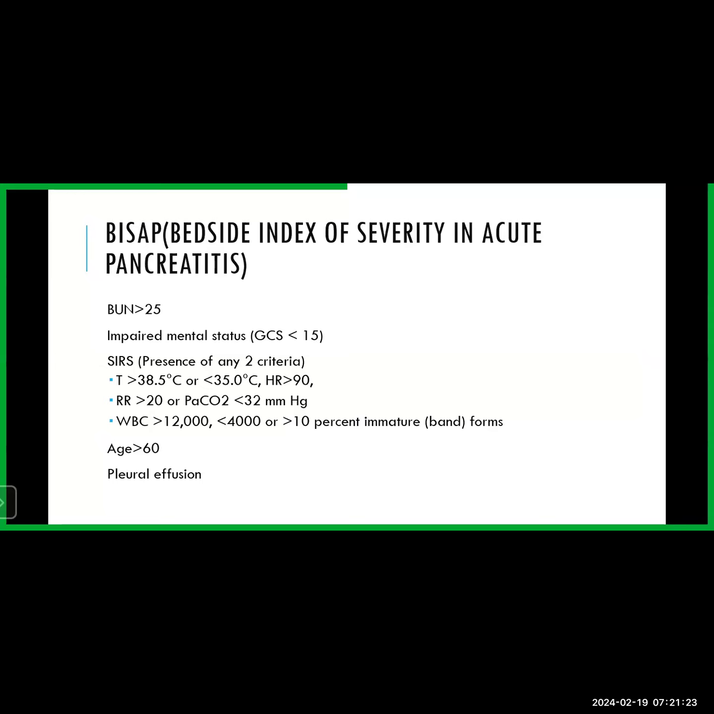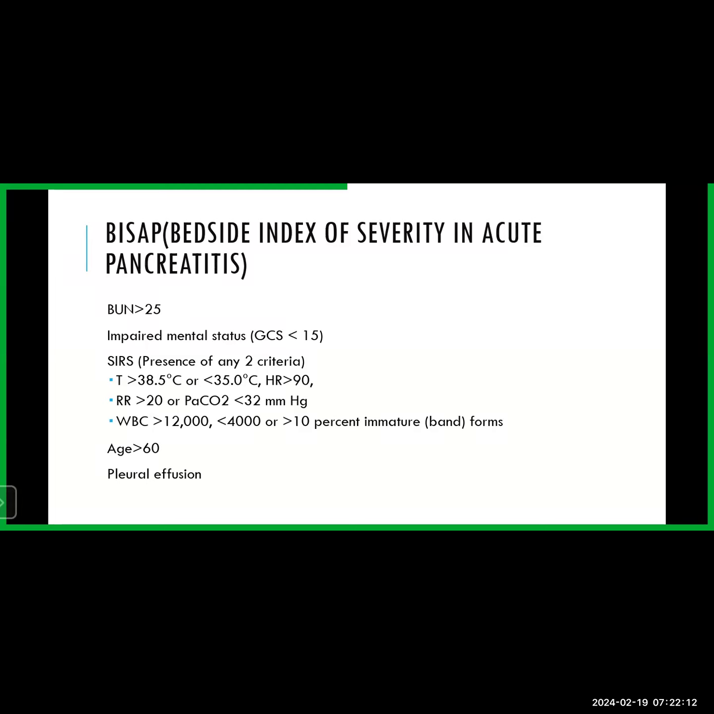Then the BISAP. BISAP is the bedside index of severity in acute pancreatitis, easily done at the bedside, where we have blood urea nitrogen greater than 25, impaired mental status with GCS of less than 15, and then the systemic inflammatory response syndrome if there's presence of any two criteria: temperature greater than 38.5 or less than 35, heart rate greater than 90, respiratory rate greater than 20, partial pressure of carbon dioxide less than 32 millimeters of mercury, white blood cell count greater than 12,000 or less than 4,000.